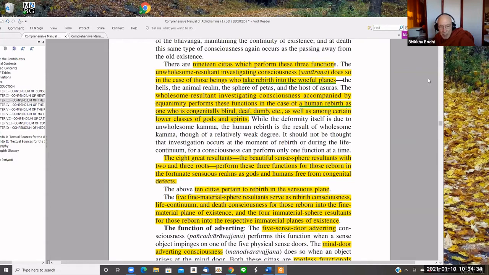Okay, so this covers the functions of rebirth, bhavanga, and death consciousness for beings reborn in the lower planes, human birth for those who are congenitally blind, deaf, dumb, and so forth, for the humans and devas who are free from these disabilities, and for those reborn in the fine material sphere and immaterial sphere.